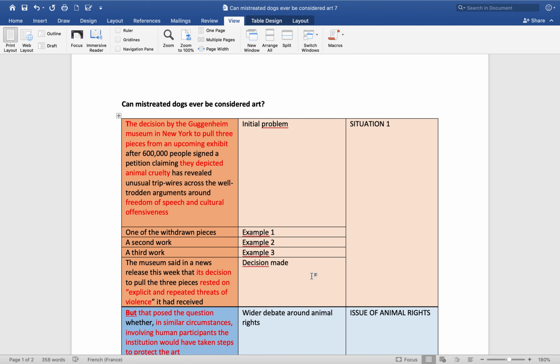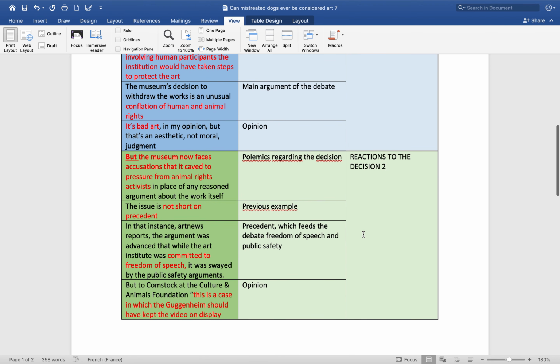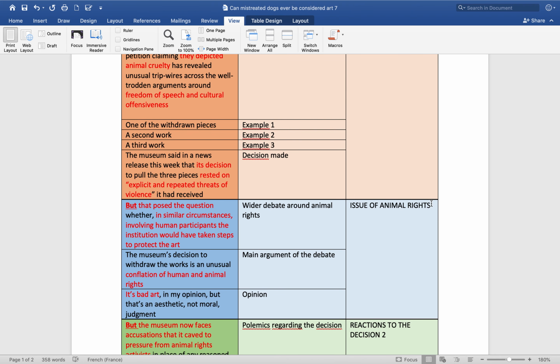So this is my first situation, but the reactions to the decisions might be more coherent and consistent if they came second. And then the last part is the issue of animal rights, because if you finish with this part, it will make it easier for you to transition towards your commentary, which is very likely to be about the role of art and the debate around art, maybe animal rights, so basically this will open up many different issues. What is art? How far can you go? To what extent can you use animals in art? What is the purpose of art?